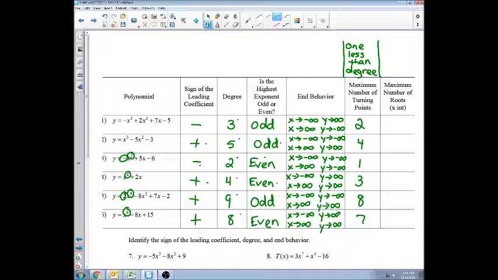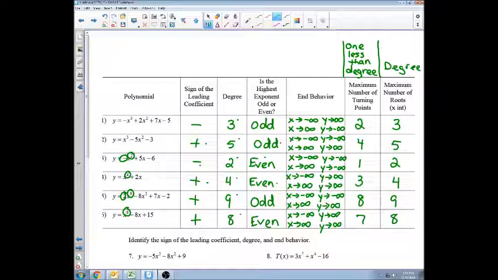Okay? Now the maximum number of roots, that is also pretty easy. It's just going to be my degree. If you remember from not too long ago, we talked about roots and x-intercepts as being our number of solutions, right? Well, how did we figure out how many solutions we were supposed to have? It is my degree of the polynomial. So in this case, my degree was 3. So I'll have 3 maximum number of roots. 5 for the second problem, 2 for the third problem, 4, 9, and 8.